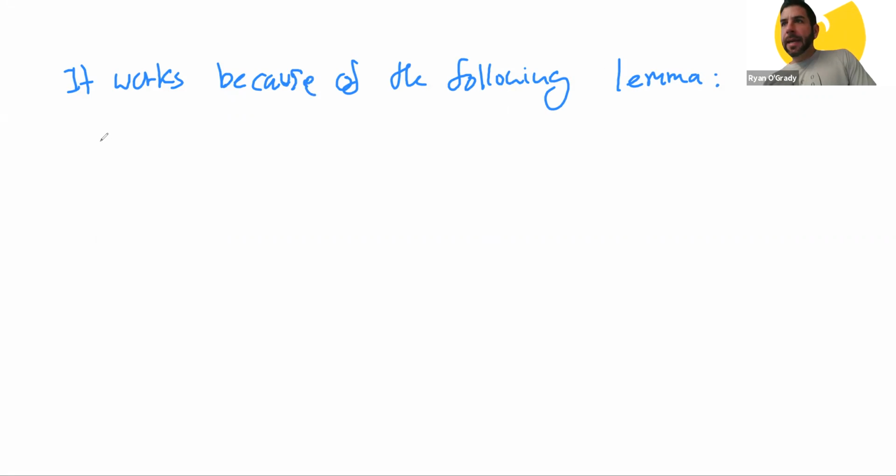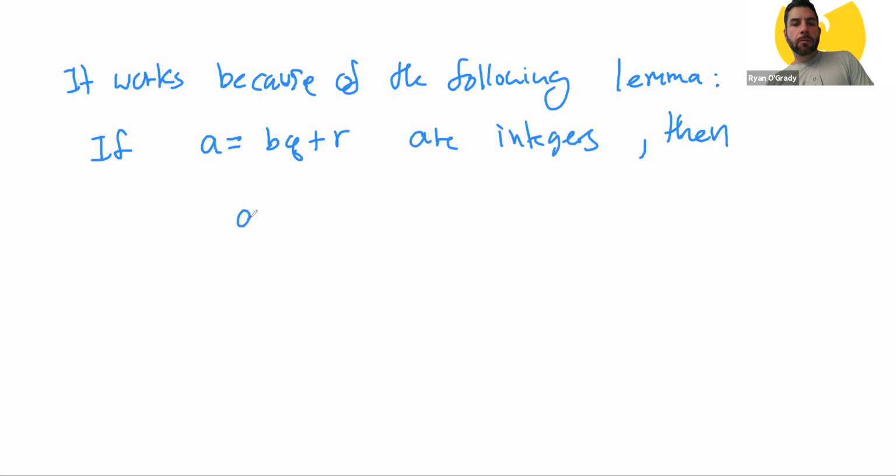And so if A equals BQ plus R, and I'm definitely using Q and R as we used them before. Think about dividing B into A. And we know that we can write A as B times Q plus R. So if these guys are integers, then here's a very useful thing to know. The GCD of A and B is the same as the GCD of B and R.